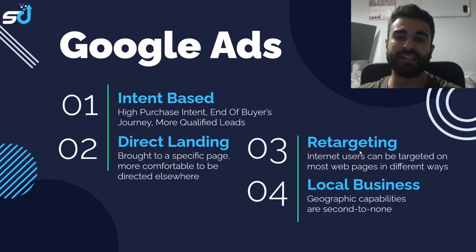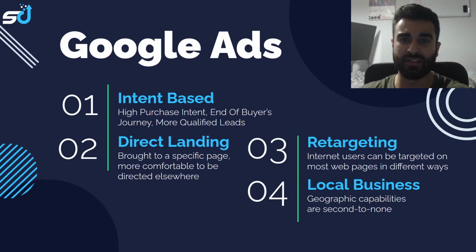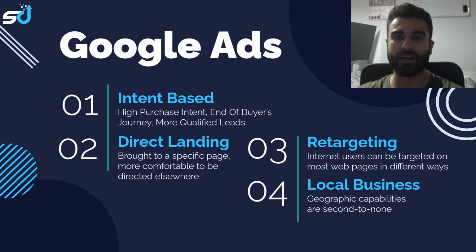Finally, with local businesses, it is incredible. Compared to Facebook, we see it to be a lot more effective, especially with emergency services, HVAC, plumbing services, whatever there is that people tend to need on an immediate basis. The geographical capabilities are second to none. When it comes to Google Maps, it's just incredible what you can do in terms of the advertisements.